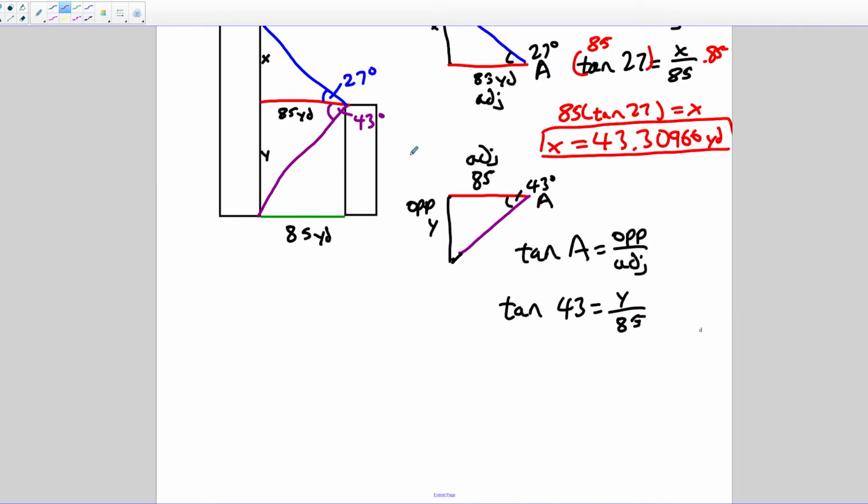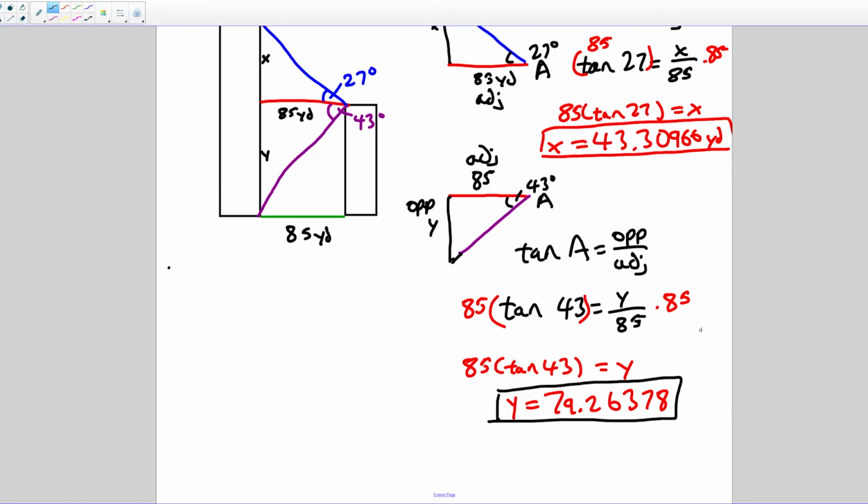I'm going to multiply both sides here by 85 to isolate for Y. So I'll have 85 times the tangent of 43 is equal to Y, and I end up getting Y is equal to 79.26378. So to summarize my answer here, the tall building is going to be equal to X plus Y. So I get 43.30966 plus 79.26378.